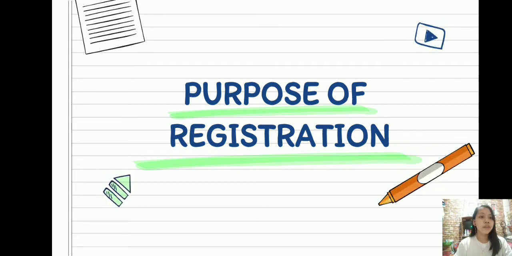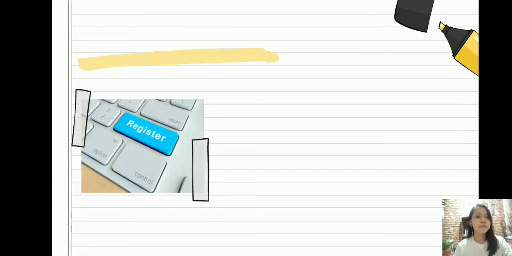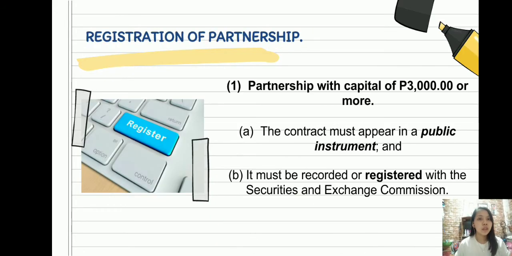which is the purpose of registration. Article 1772 states that every contract of a partnership having a capital of 3,000 pesos or more in money or property shall appear in a public instrument, which must be recorded in the Office of the Securities and Exchange Commission. Failure to comply with the requirements of the preceding paragraph shall not affect the liability of the partnership and the members thereof to third persons. So, for now naman, we will talk about the registration of a partnership.